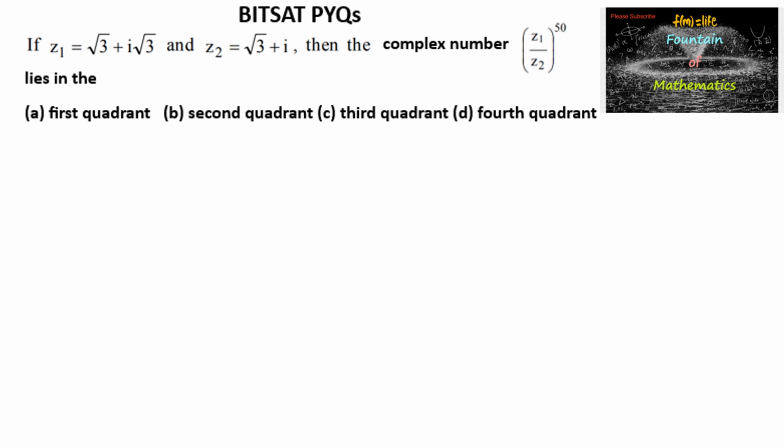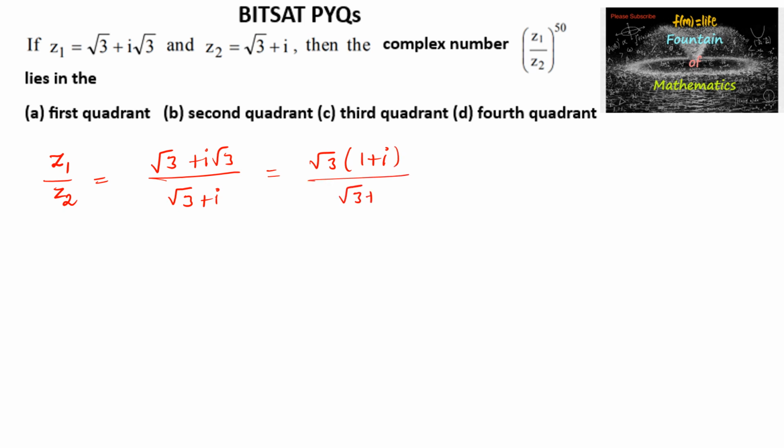Here, given two complex numbers, z1 is equal to root 3 plus i root 3 and z2 is equal to root 3 plus i, and we need to check in which quadrant the complex number (z1 upon z2) whole power 50 lies. So consider z1 by z2. We can write (root 3 plus i root 3) divided by (root 3 plus i). Root 3 taken common, root 3 times (1 plus i) upon (root 3 plus i).